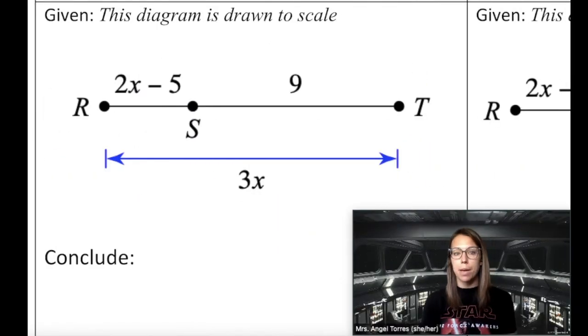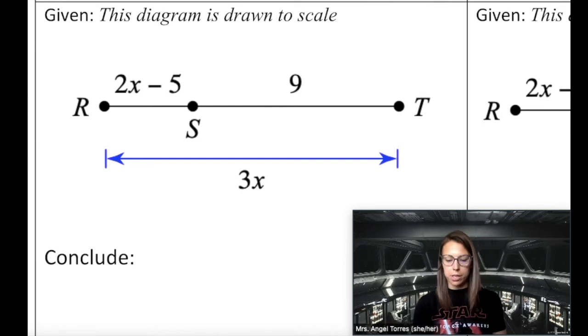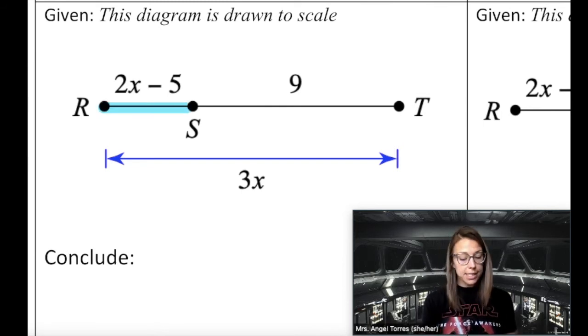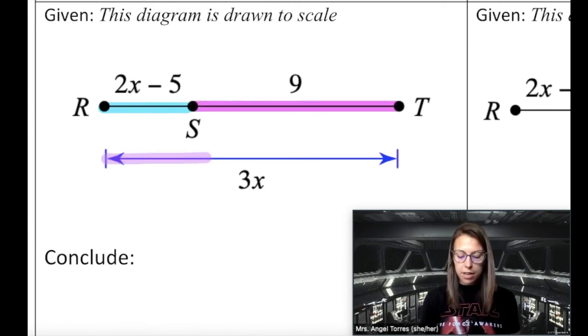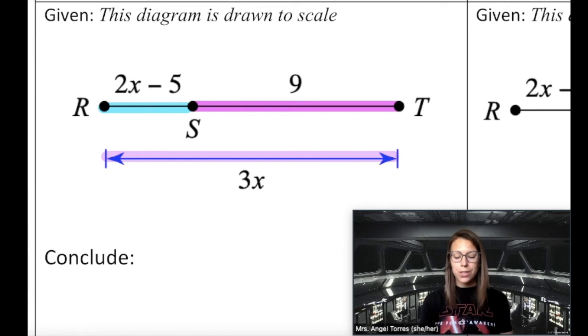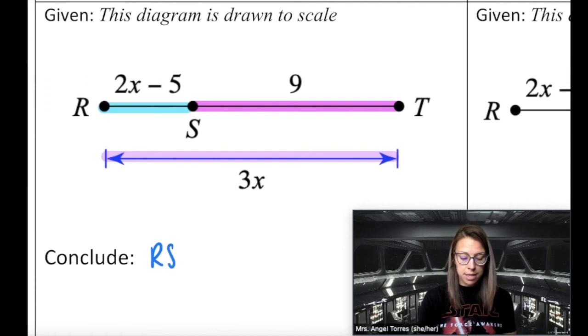Here's our third example. Again, we're given this diagram is drawn to scale. The length of RS is 2x minus 5. The length of ST is 9. And the length of RT is 3x. So really, the only part that we know here is 9. I would say our conclusion should be to try to find the actual length of RS and the actual length of RT.